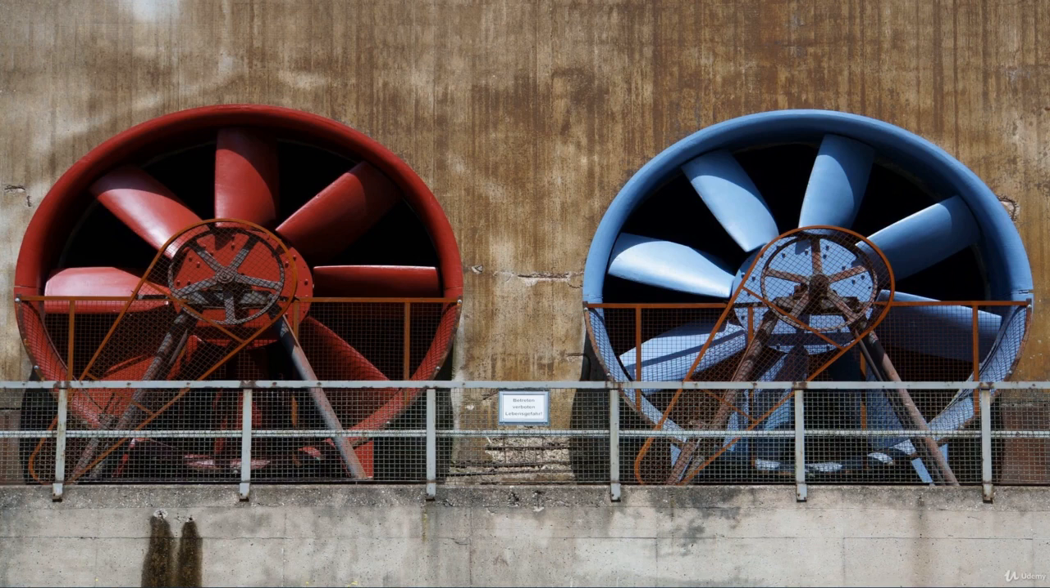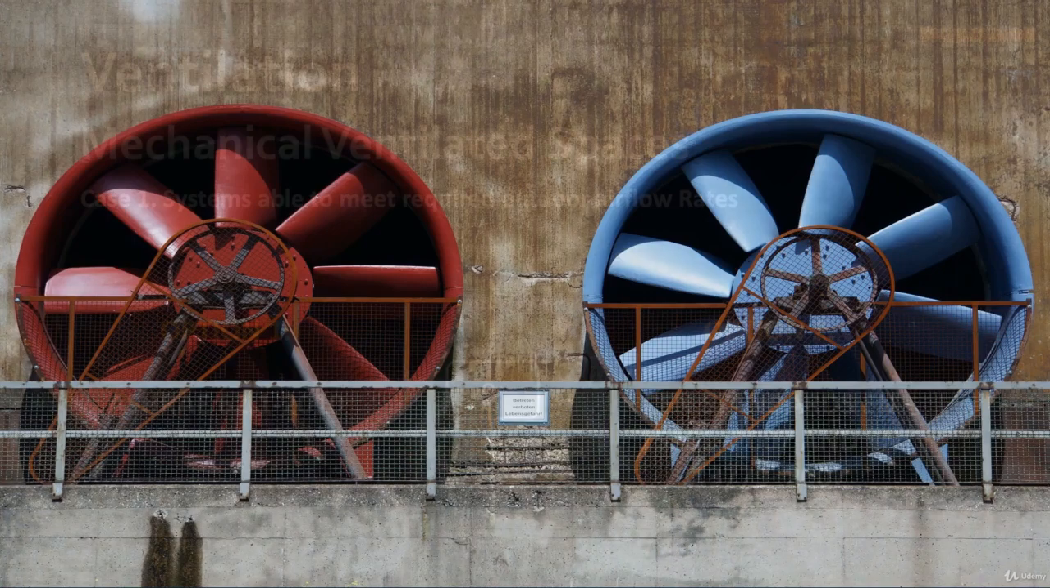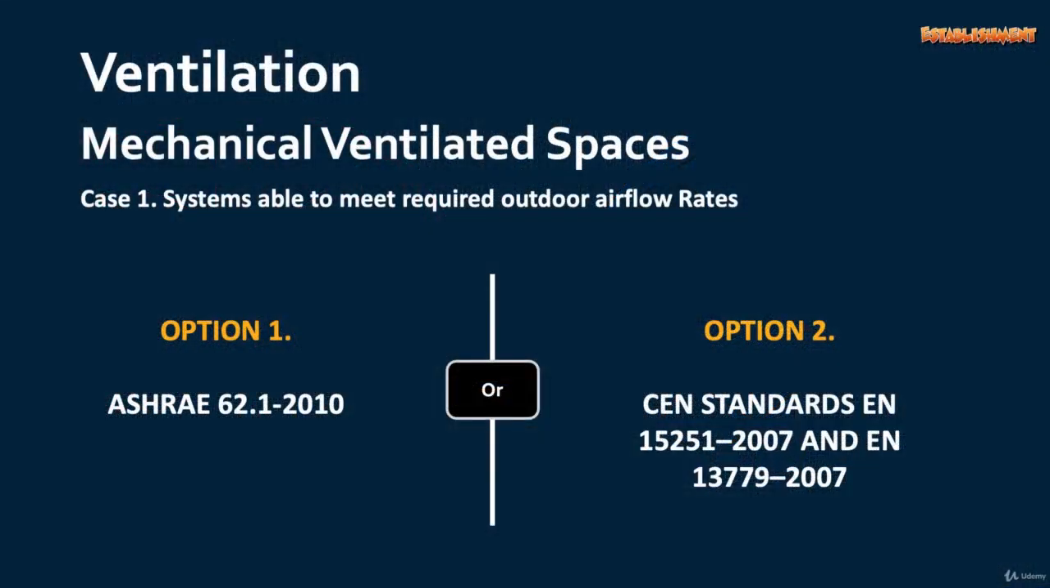For the establishment period, each air handling unit in the building must comply with either Case 1 or Case 2. Let's start with mechanically ventilated spaces. Case 1. This is where systems are able to meet the required outdoor airflow rates. Two options. Option 1, ASHRAE standard 62.1, or Option 2, follow the CEN standard.